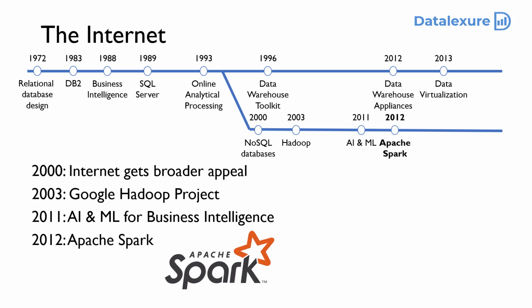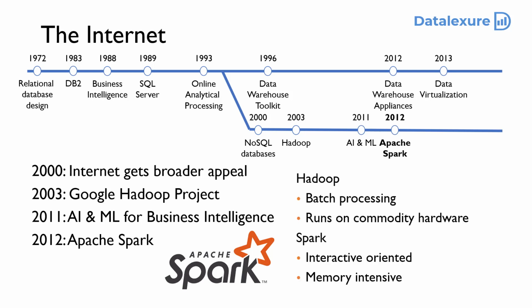Meanwhile, the development on Hadoop continued, and one year later, in 2012, Apache Spark was released. Apache Spark is actually an improved version of Hadoop. Where Hadoop is mainly batch-oriented, Spark is an interactive-oriented tool. One of the principles of Hadoop is to use cheap hardware. The workload is batch-oriented and makes best use of the available hardware. In Spark, this principle of using cheap hardware is abandoned.